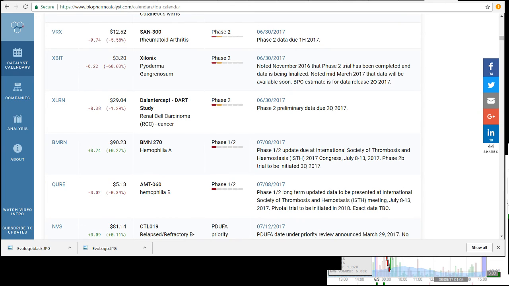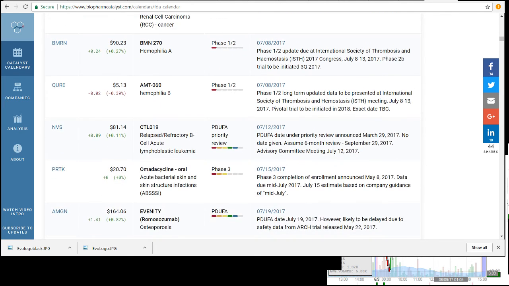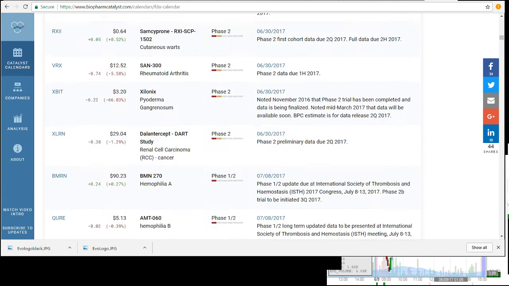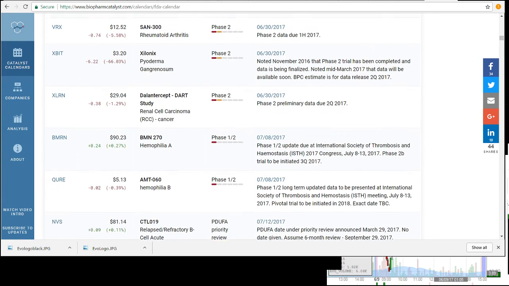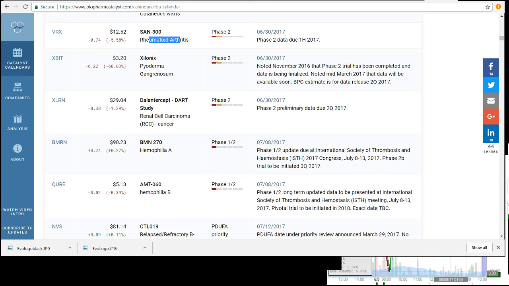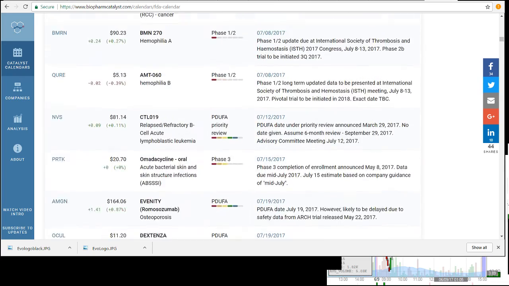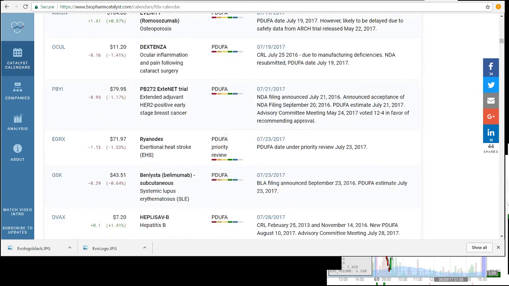VRX, I think that's been on a lot of people's list as a big runner. You've got a negative 5.58% drop, so that's one that you could see a correction come Monday. These are more the 30th, so these are kind of ones to look into.